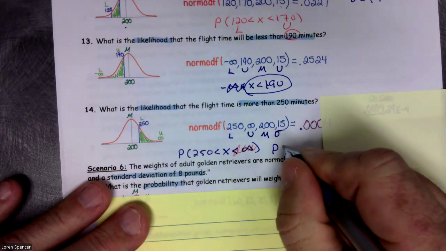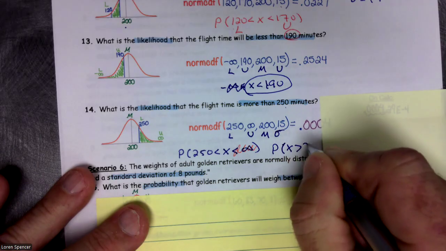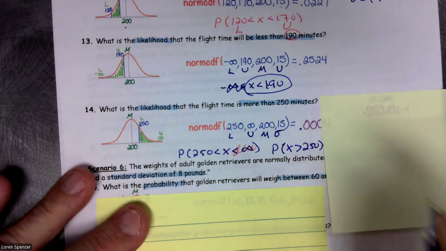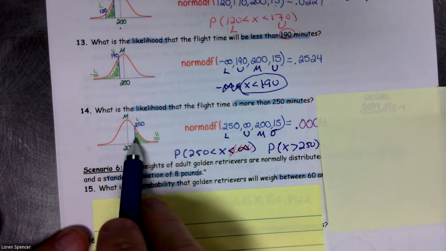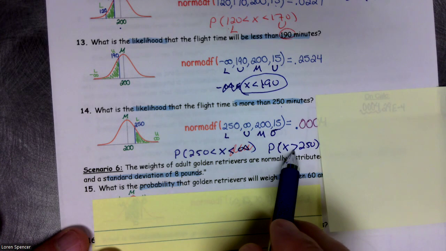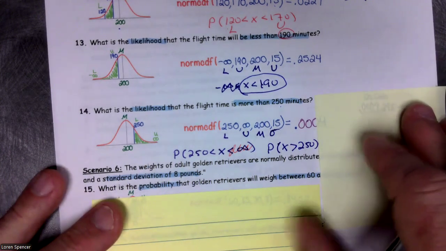So we flip it so that the variable comes first. So the probability that X is greater than 250 is what we're looking for as our answer. Okay, and that makes sense because we shaded above 250. So any value above 250 is what we want to know.